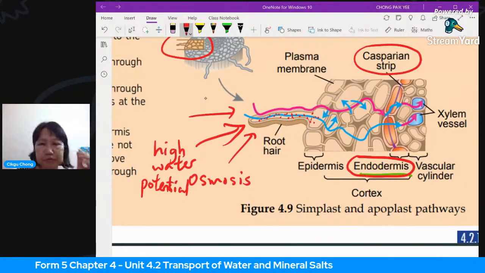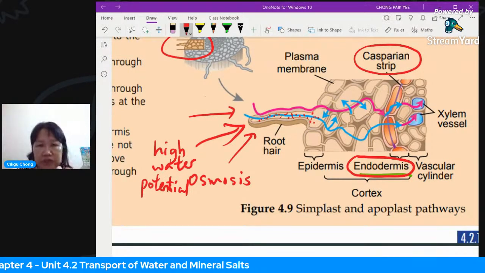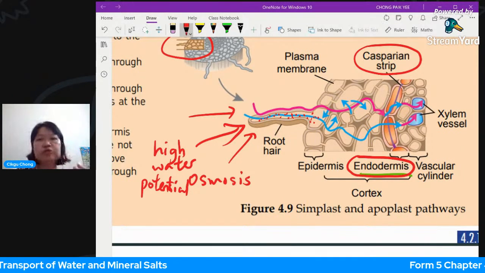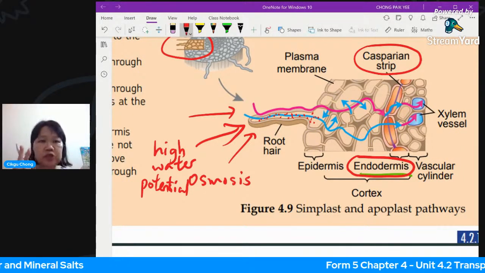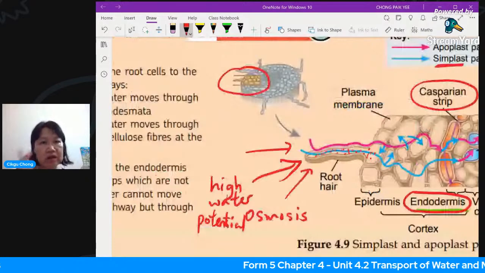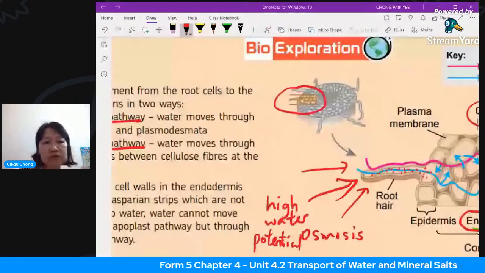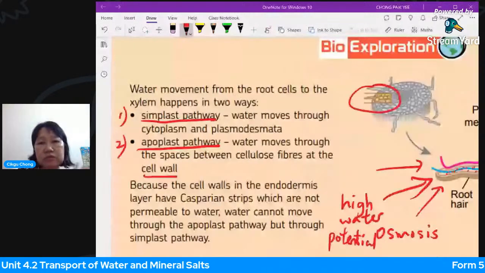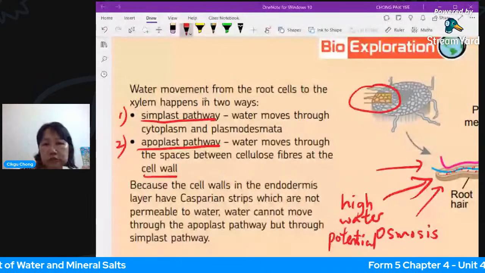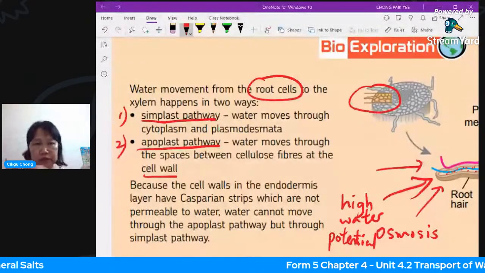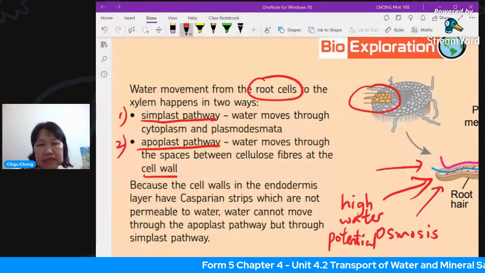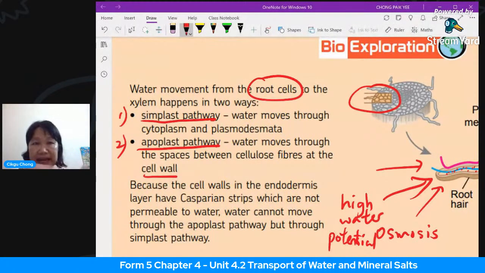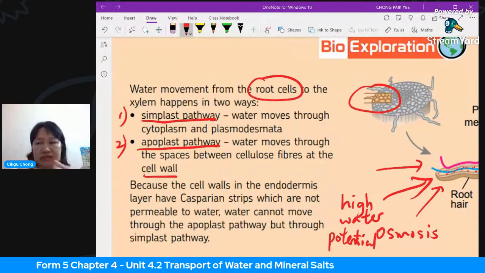First of all, water can be transported in two ways through the root. We're talking about the root now. These two pathways have a name: the Symplast pathway and the Apoplast pathway. There are two ways water moves in through the root. Now we're talking about the root only, not the stem. The first one is called Symplast. Symplast means this pathway, the root pathway.